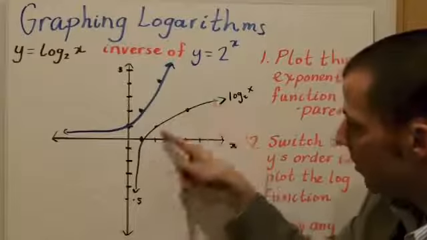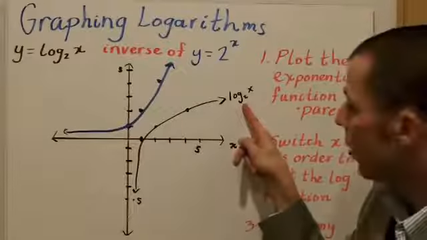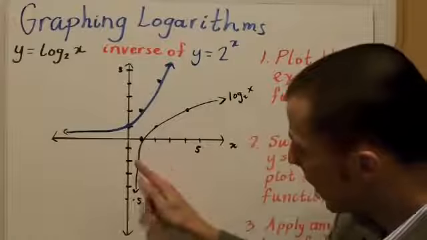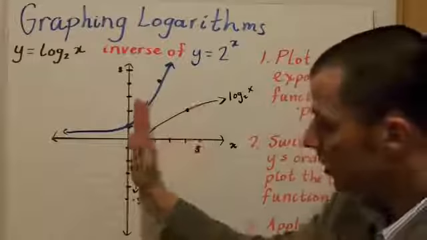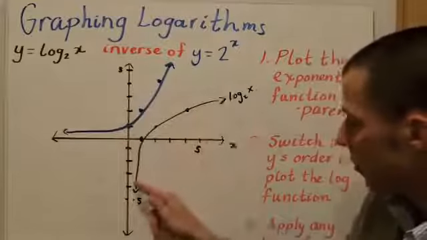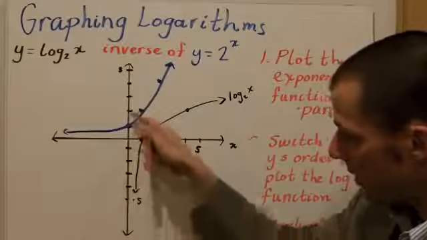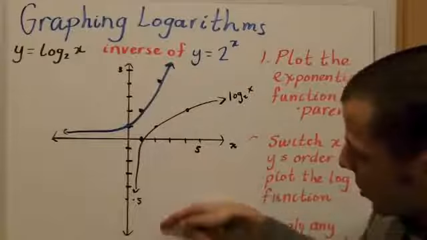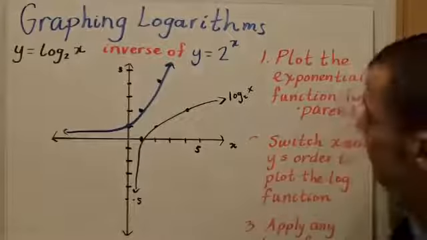And now here in the black is y equals log base 2 of x. Notice how the asymptote is vertical now, not horizontal. So x has to be greater than 0. We're not crossing the y-axis here. And the range is all real numbers.